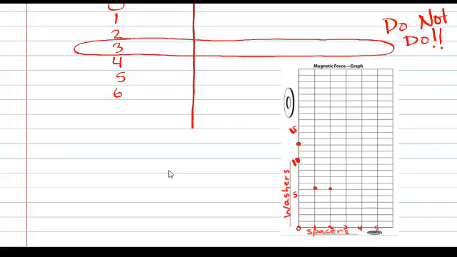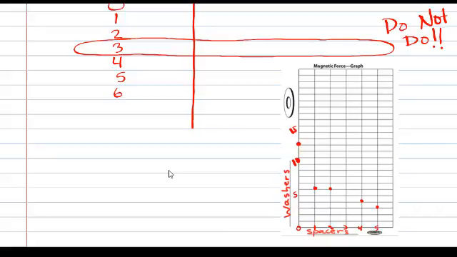Then you're going to do 4. What was 4? 4, it took 4. So 1, 2, 3, 4. So I put a mark at 4. And 5? 3. Okay, so this is what I have.